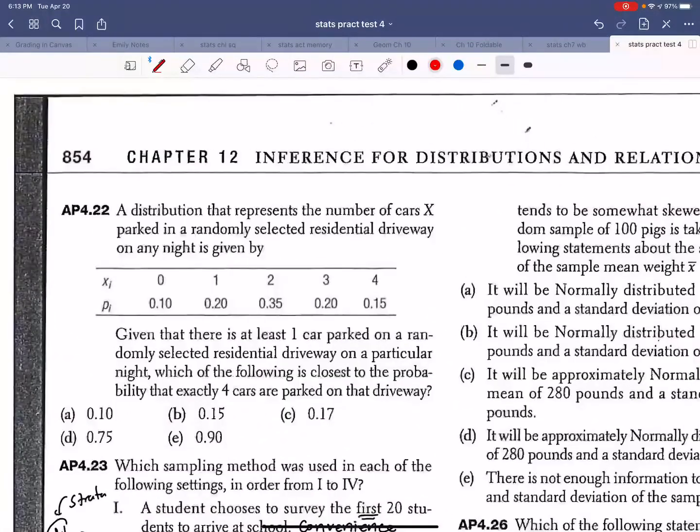It says the distribution that represents the number of cars in a randomly selected residential driveway on any given night is this distribution. Remember, this has to equal 1, and these have to be a full set. So apparently it's not possible in this neighborhood to have more than 4 cars. Maybe it's an ordinance or something. So right now my cars are in the garage, so I'd be in this category. I guess 10% of people are either not home or maybe there's no cars in their driveway, right?